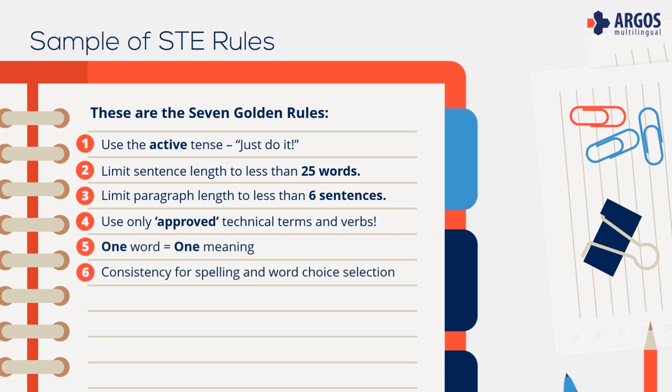The last two rules are about paying attention to the reader. Make sure your reader is not confused with your content. STE helps to control your word choice selection and writing style, even voice. Because of this, STE can adapt to technical, legal, financial, or even marketing content.